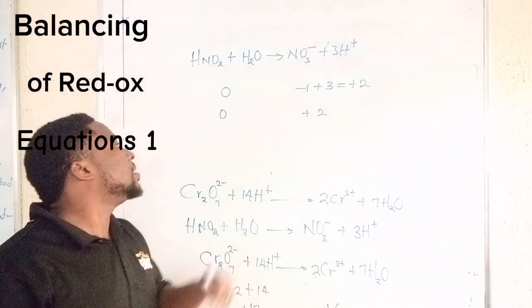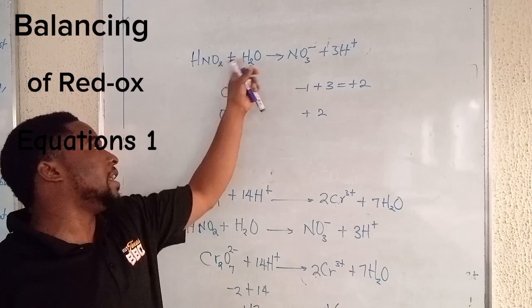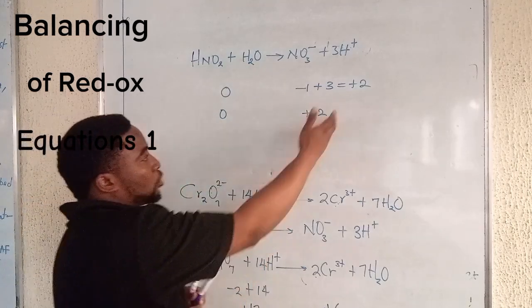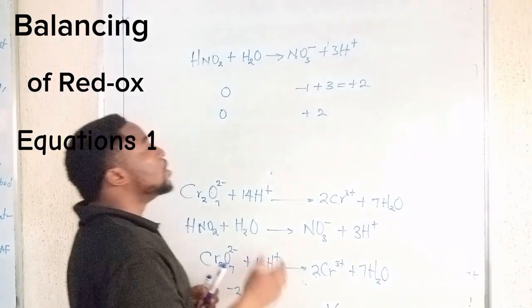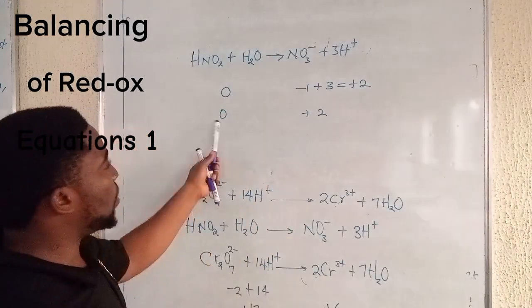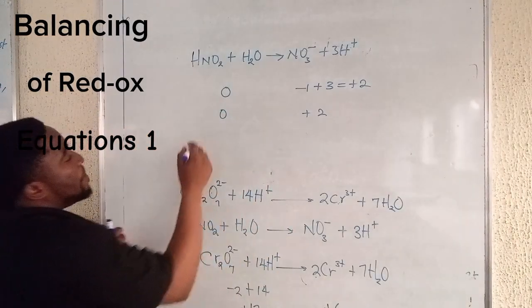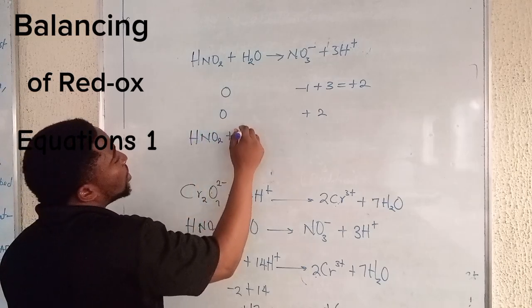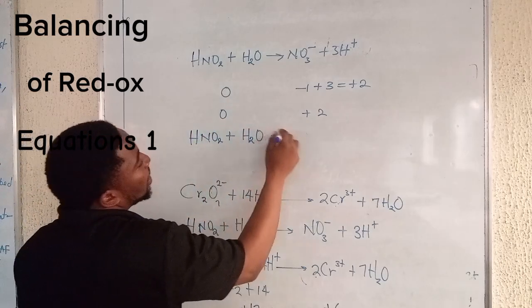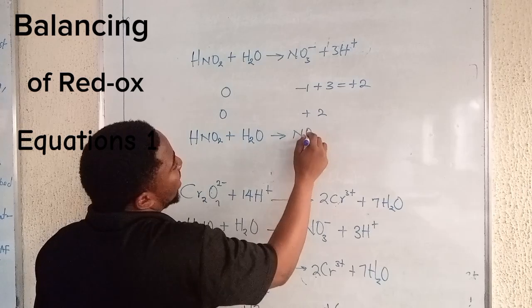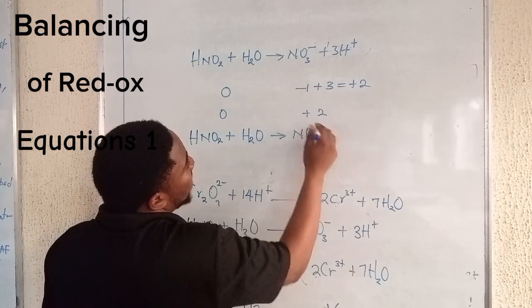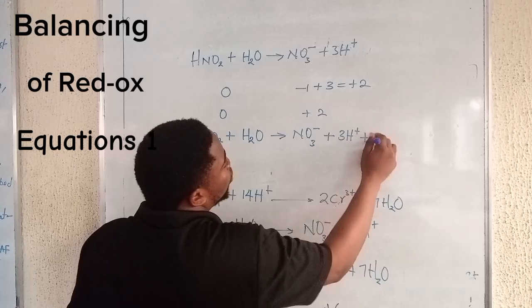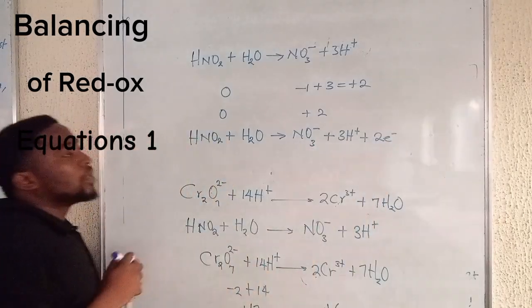So to balance the charge on the right hand side, I need to add 2 moles of electrons to this side to make it balance with the one I have here. That will make me write the equation like this: HNO2 plus H2O gives NO3 minus plus 3H plus, plus 2 moles of electrons.